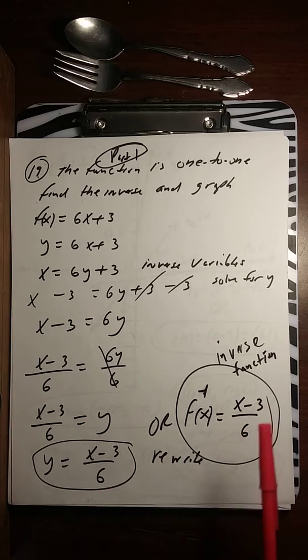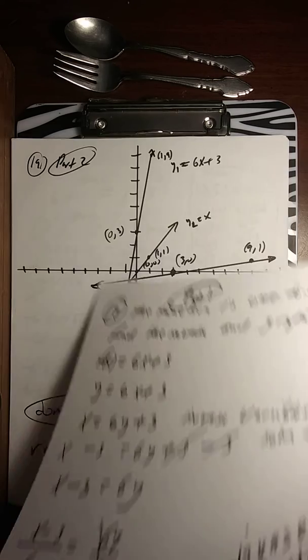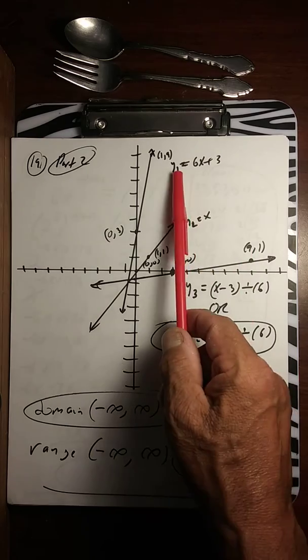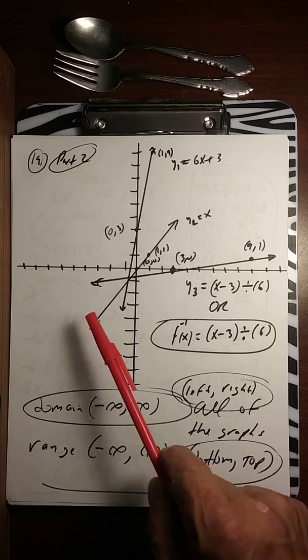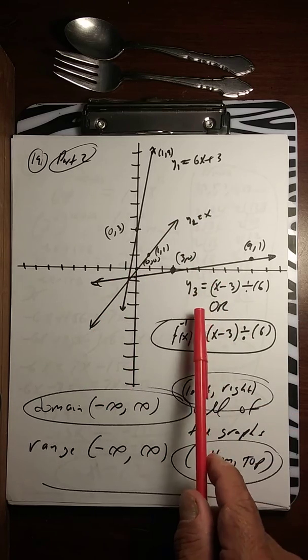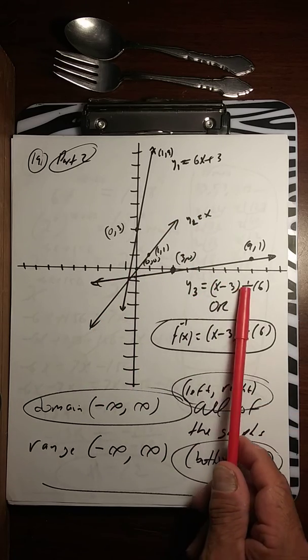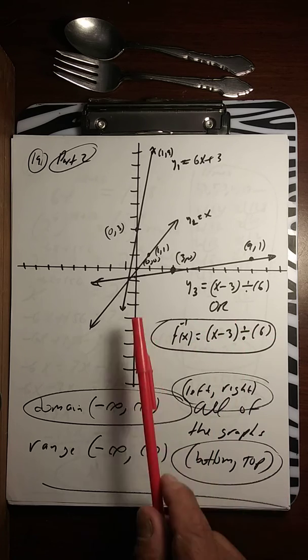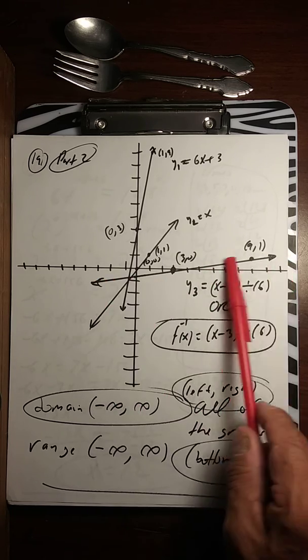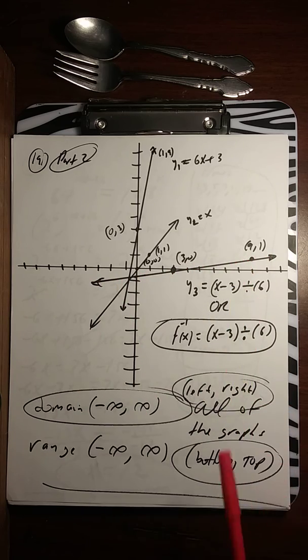So now, on the next page, we're going to go ahead and graph all these guys. We're going to graph the original problem, 6x plus 3. We're going to graph y equals x, and the inverse, which was f inverse is x minus 3 divided by 6, in parentheses to keep it together, it's this one right here. Okay, see the 2 points. Domain is negative infinity to infinity. The range is negative infinity to infinity for all of them.